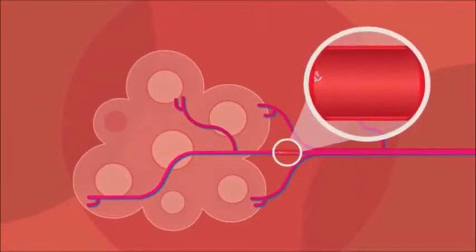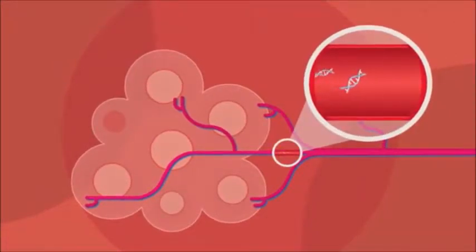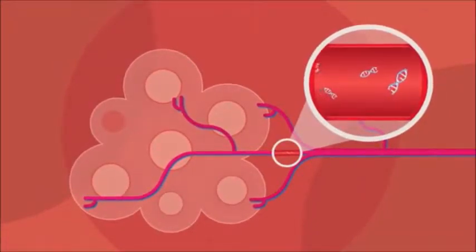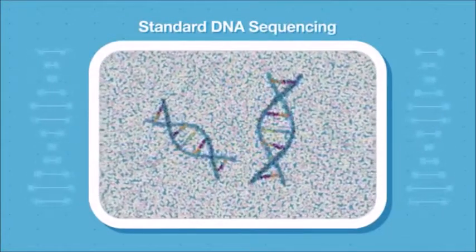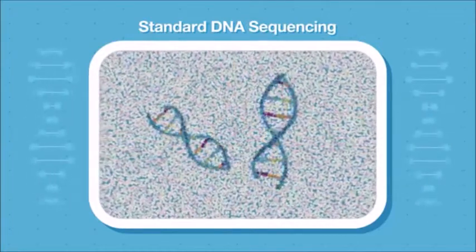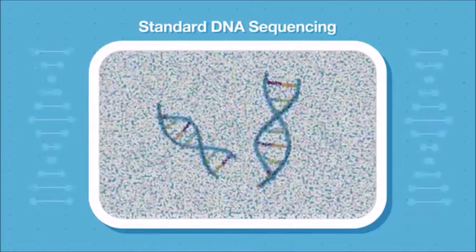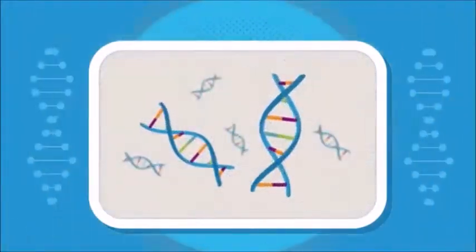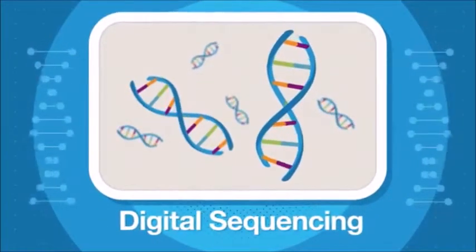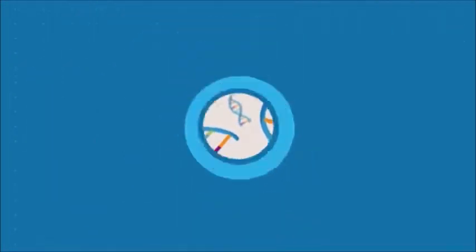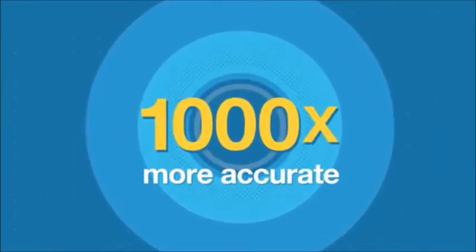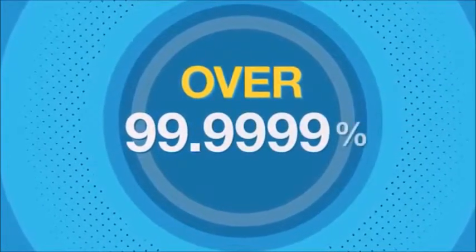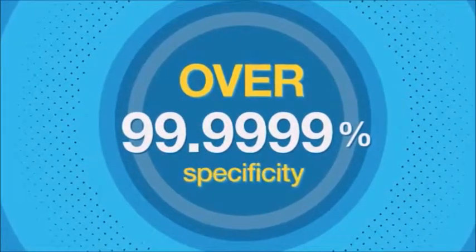It turns out that tumors release their unique genomic alterations into the blood, but at very low concentrations. Standard DNA sequencing technologies are too noisy and thus not sensitive or specific enough to see these tiny genomic alterations. Guardant 360 uses a revolutionary new technology called digital sequencing, which is 1,000 times more accurate than standard DNA sequencing methods, offering over 99.9999% specificity in its results.